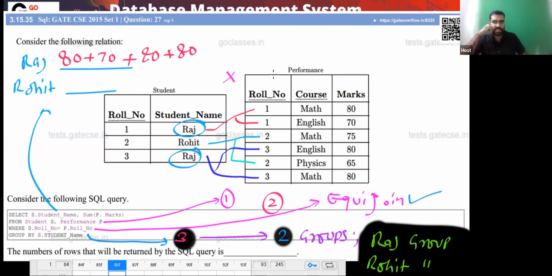Actually, the question is only asking this. The question is asking the number of rows returned by the SQL query. So the answer will be 2. There will be only 2 rows, so you don't even have to calculate. So in the output, there will be 2 rows.